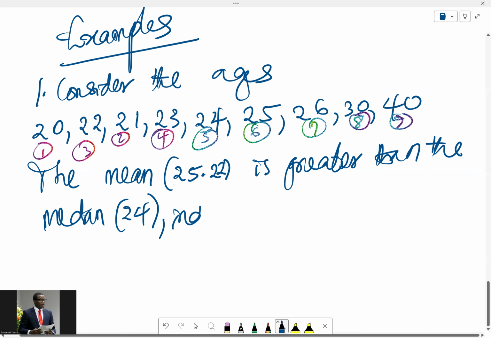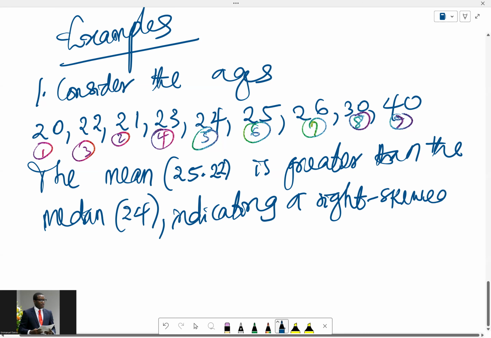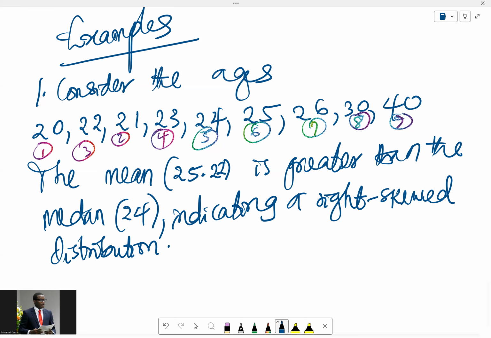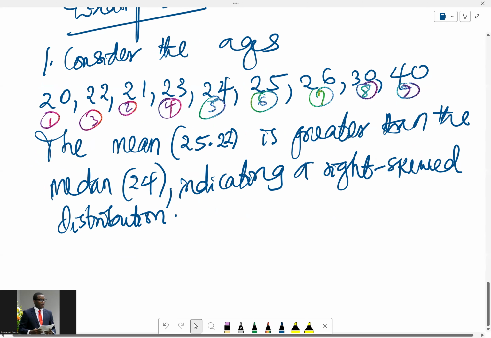So what does that mean? It's indicating a right skewed distribution, because mean is greater than median. So we have a right skewed distribution. If you have ungrouped data like this, one of the easiest ways to know how skewed the data is to find the mean and the median. So once mean is greater than median, then it is right skewed. If median is greater than mean, then you have a left skewed distribution.